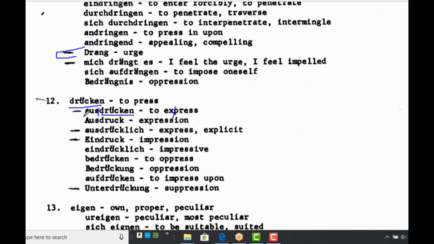And then der Ausdruck, there should be a line here. Just add that line if you will, please. Is the expression, again, from Ausdruck, so to the pressing out. And ausdrücklich is explicit. And then der Eindruck, what would ein mean?